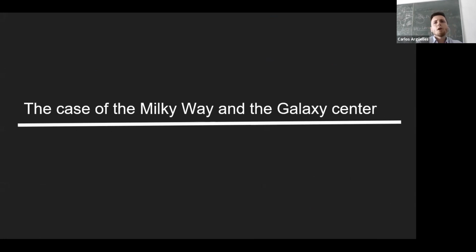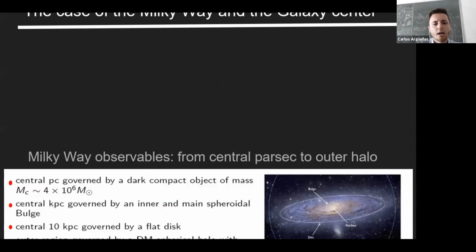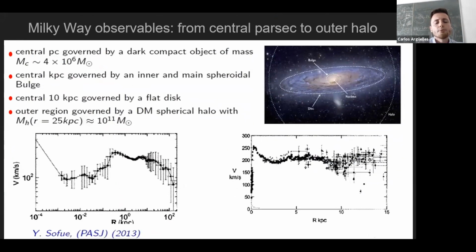Okay, this is up to now the generic solution of these equations of gravitating fermions, and then we proceed to apply it to the best known case that we have, which is of course our galaxy. So first, let me introduce some preliminaries about our galaxy. The central parsec is governed, as you know, by a dark compact object of roughly 4 million solar masses, presumably a black hole.